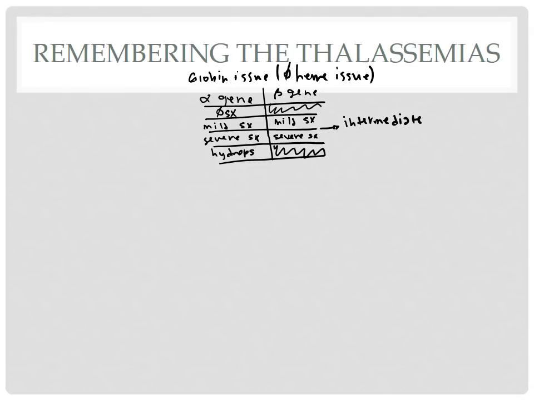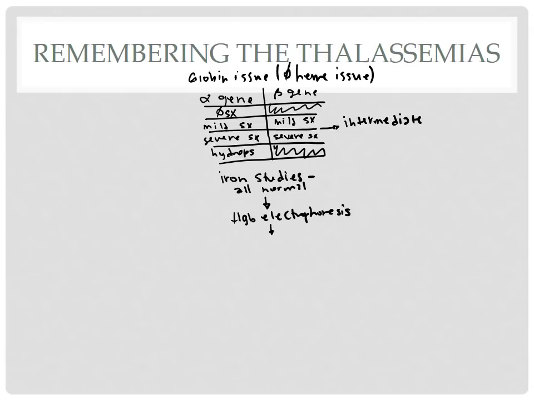So for these, the first step, if you have a microcytic anemia, is you're going to order iron studies. And those iron studies are all normal. So that should prompt you to be thinking about thalassemia. The next thing you would do is order a hemoglobin electrophoresis.